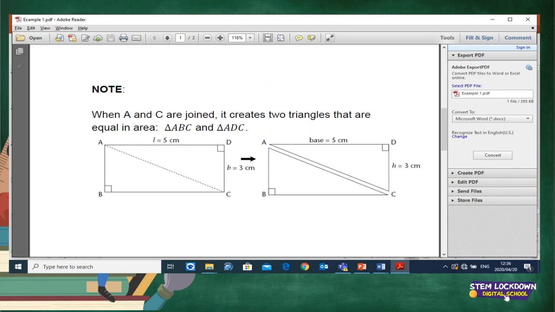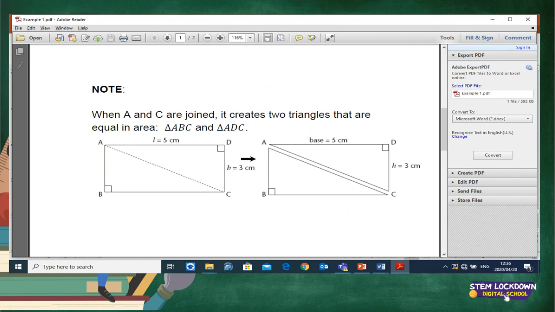Now, at this point, we can use the knowledge that we have of calculating the area of a rectangle. And of course, it should give us 15 square centimeters, because we know that length times breadth is the area of a rectangle. And of course, the length is 5, the breadth is 3.